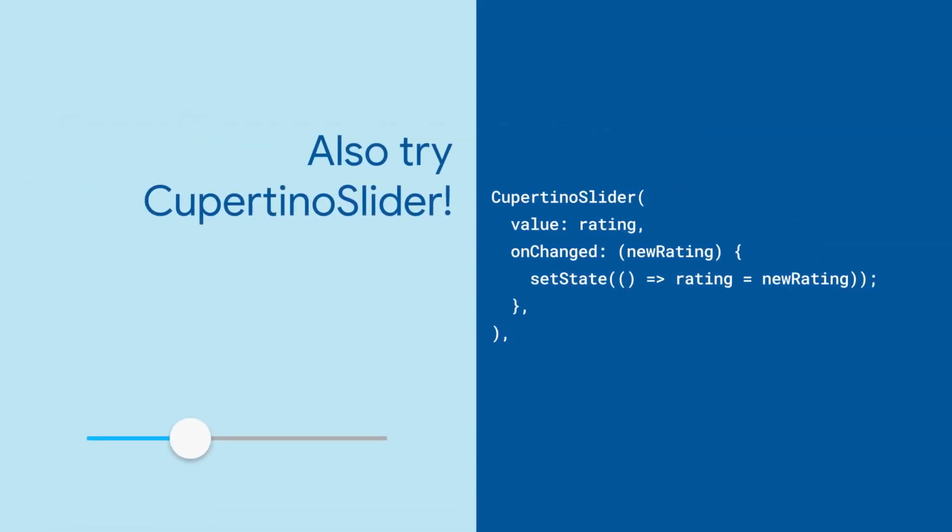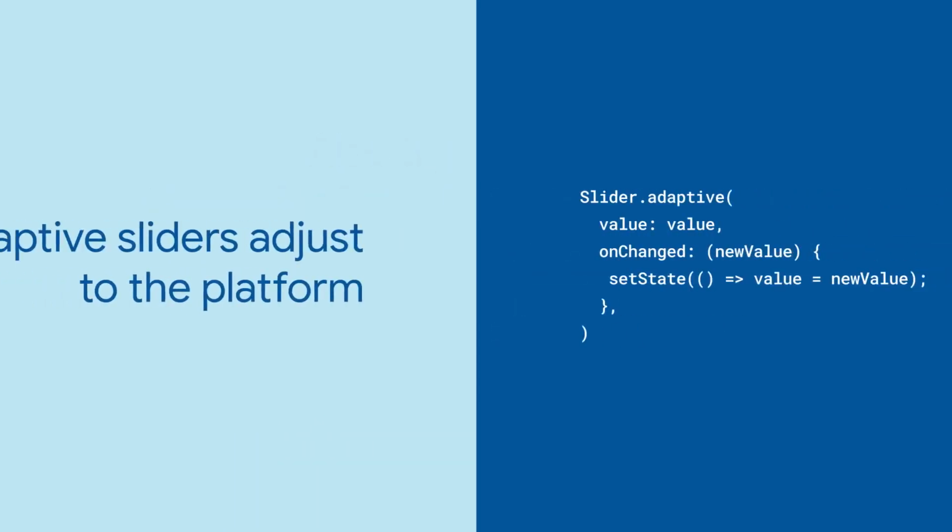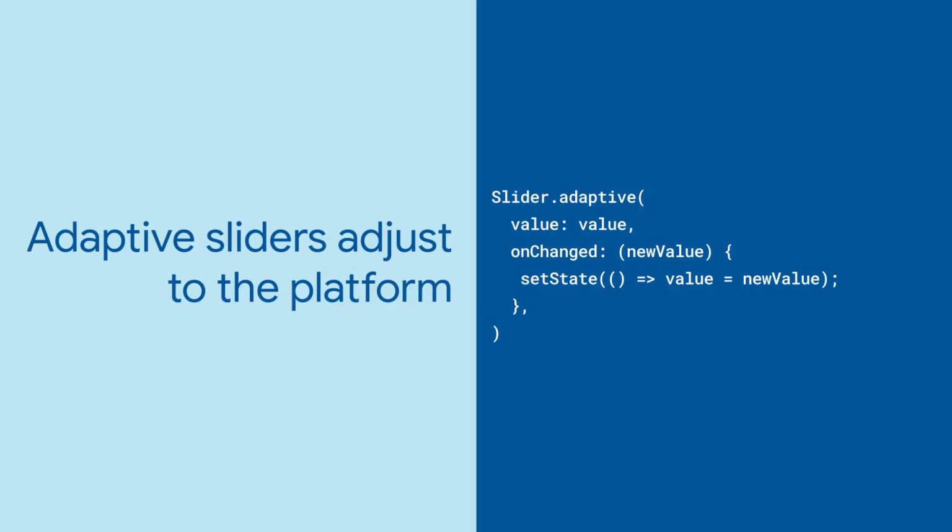If you want your iOS users to feel at home, you might want to use a CupertinoSlider. You can even create an adaptive slider that shows either a Cupertino or material slider based on the platform.